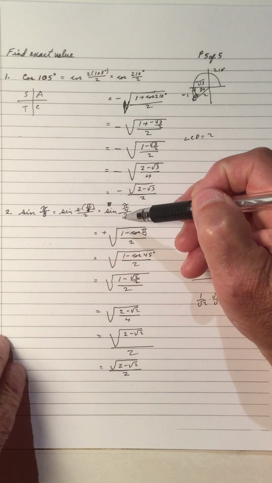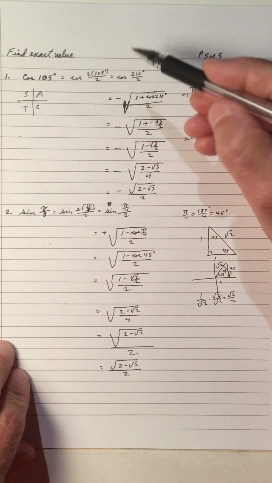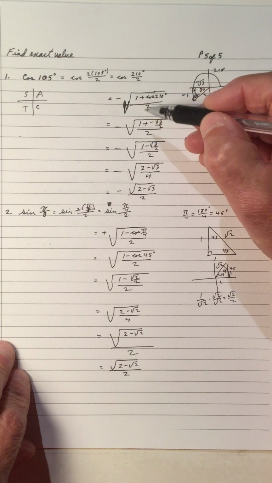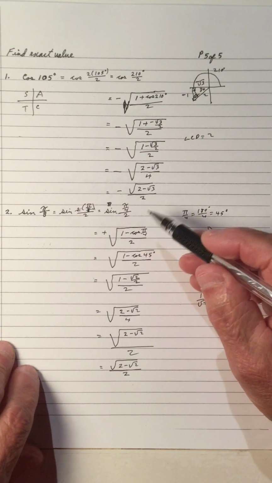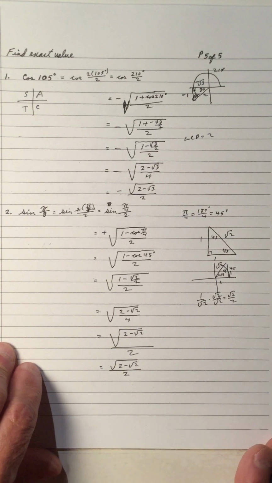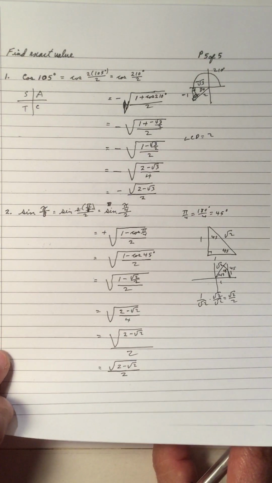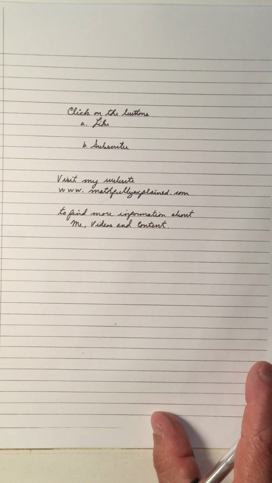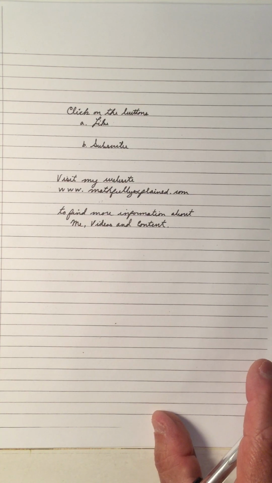Again, we have to use the half angle formula. And when you use cos, you have a plus sign. When you use sine, you have a minus sign. And hopefully you understand how to work out the half angle formulas.